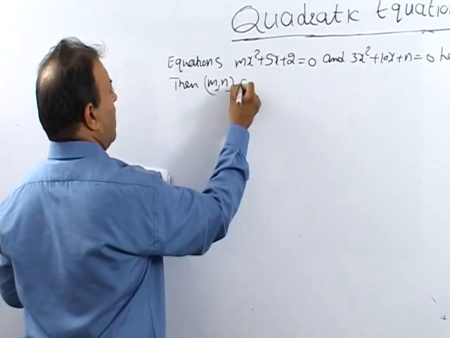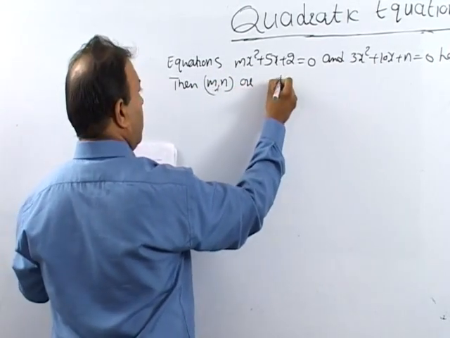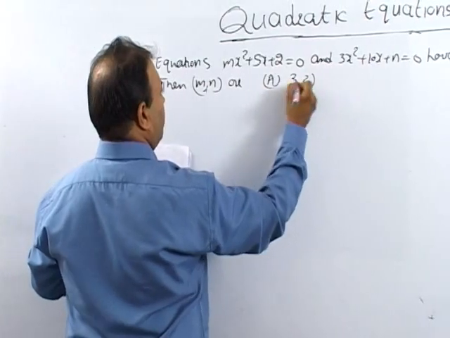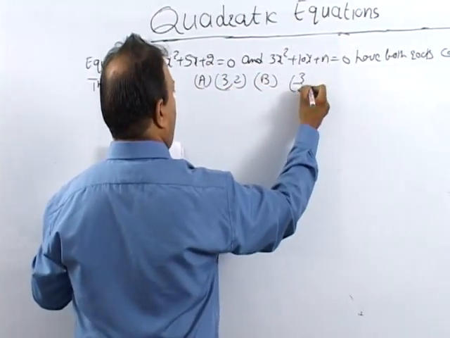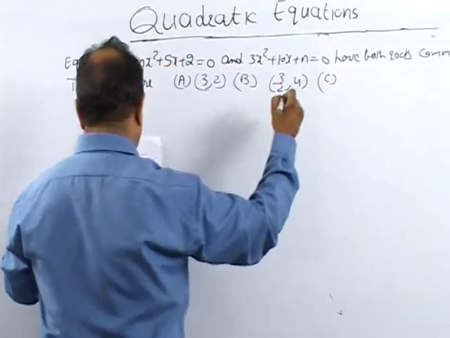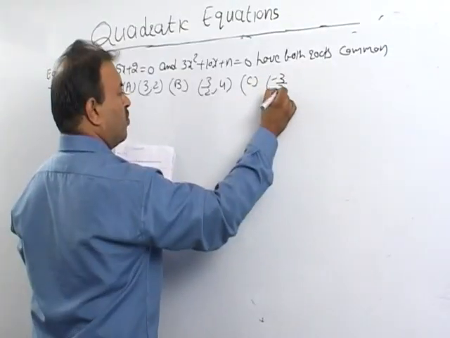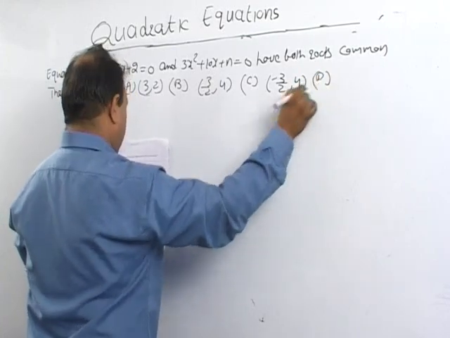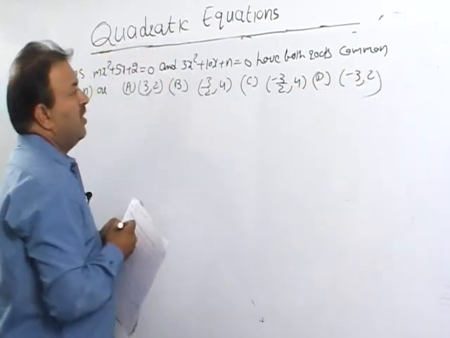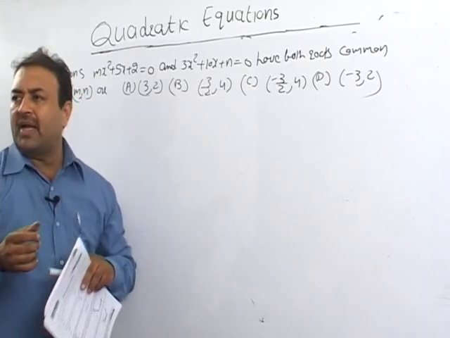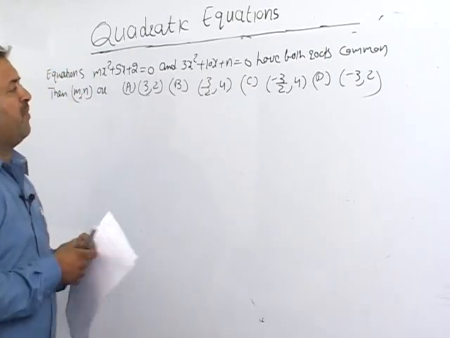Then m, n are: A option is 3, 2. B option is 3 by 2, 4. C option is minus 3 by 2, 4, and the D option is minus 3, 2. See, we'll apply the conditions. I have written it over before that.